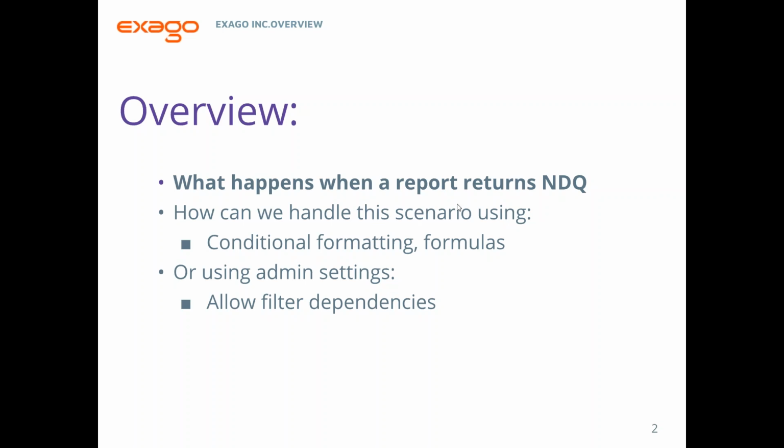So again, we're going to be going through what happens when a report returns no data, and what we can do about it. We're also going to touch on one specific admin console setting later on in the lab. So for any admins tuning in, we're going to talk about one specific setting, allow filter dependencies, that can sometimes help mitigate the times that we'll be able to prevent no data from coming back on given report executions there.